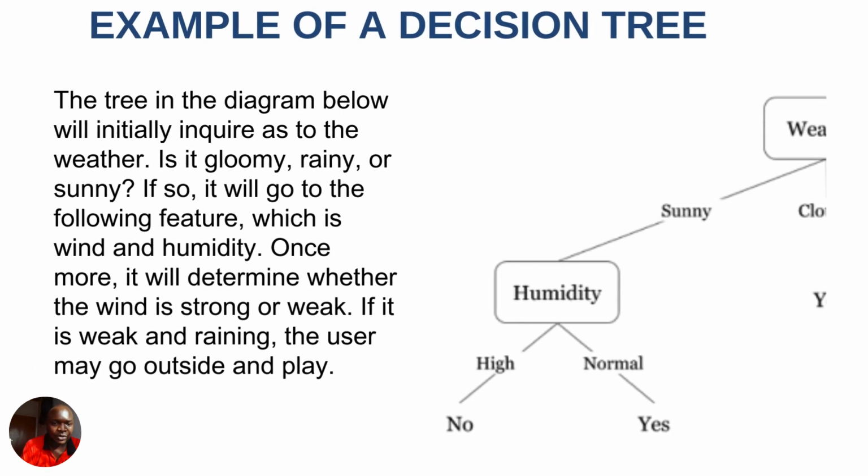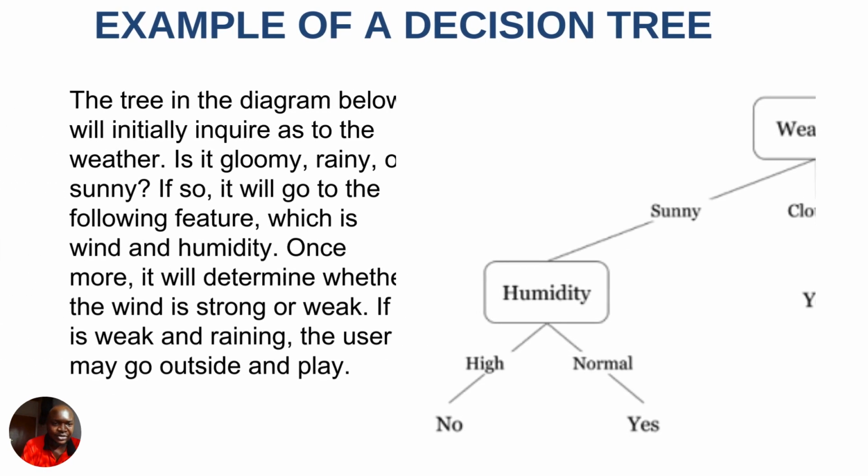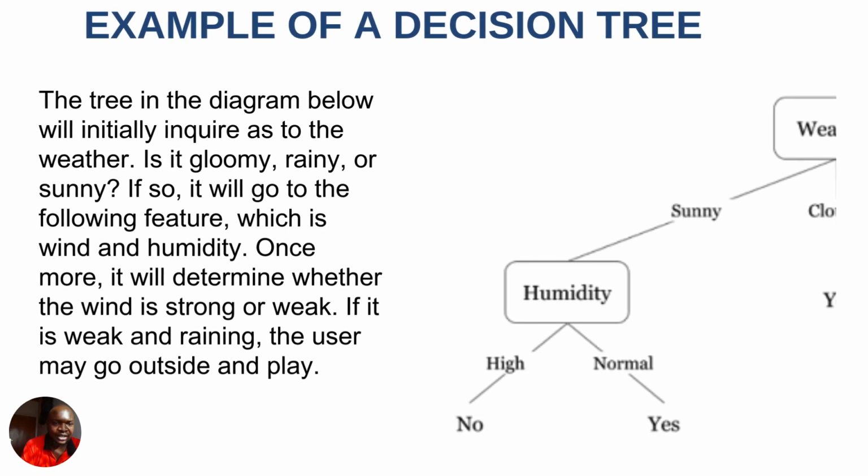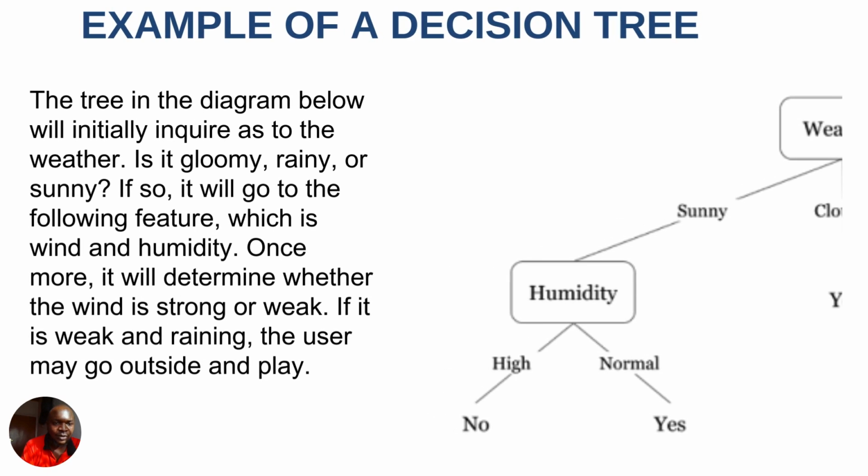And here we are going to look at an example of a decision tree. The tree in the diagram below will initially inquire about the weather. Is it gloomy, rainy, or sunny? If so, it will follow the next features, which are wind and humidity. Once more, it will determine whether the wind is strong or weak. If it is weak and raining, the user may go outside and play.